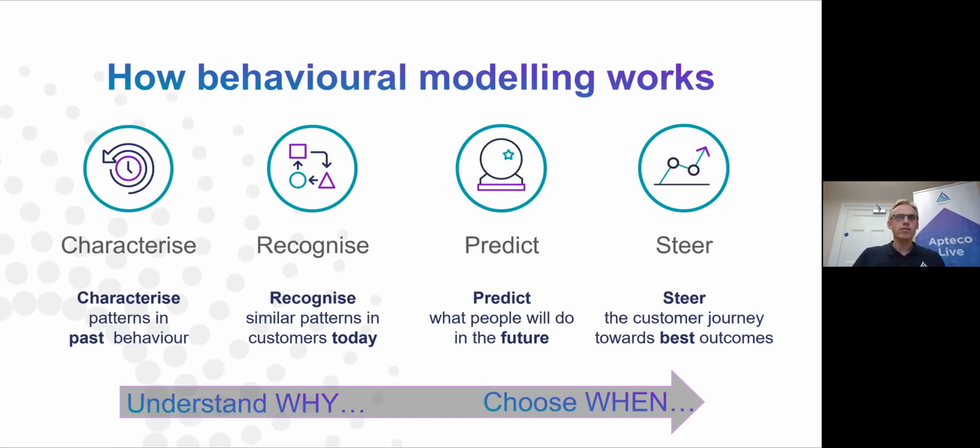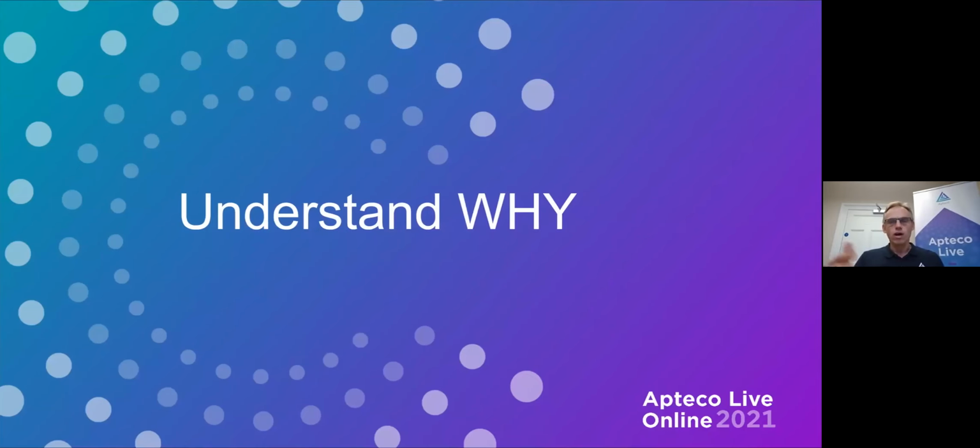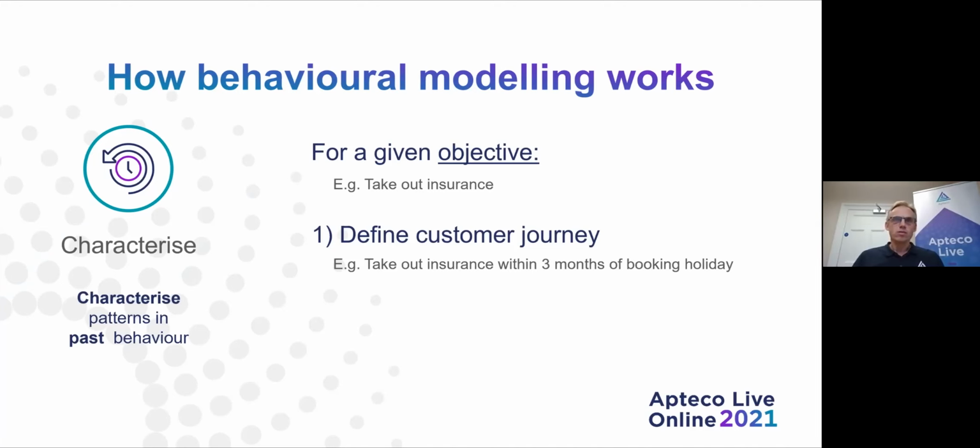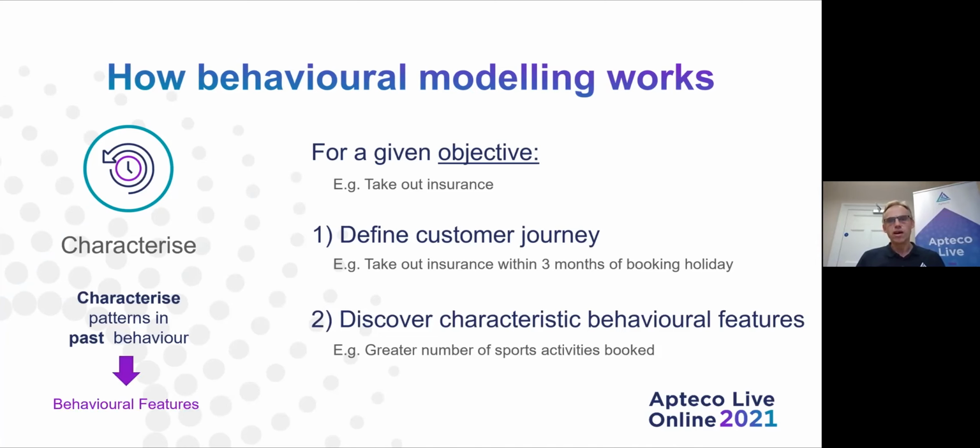So I'll go through the 4 stages of the process, starting with understanding why people have behaved as they have in the past. The first step here is to characterize patterns in past behavior for our given objective, which is people who've taken out insurance. We'll use the time element in the data to first define customer journeys that we're interested in understanding, and then secondly to define behavioral features which will characterize the people who have taken out insurance.